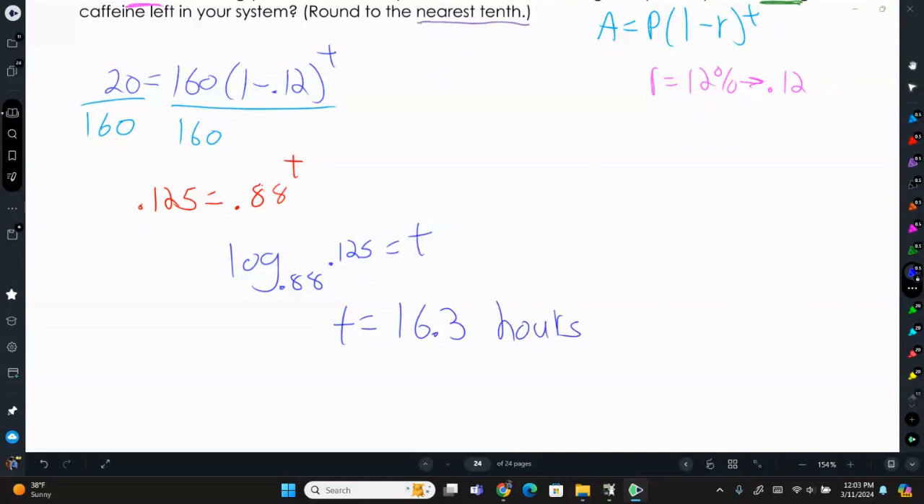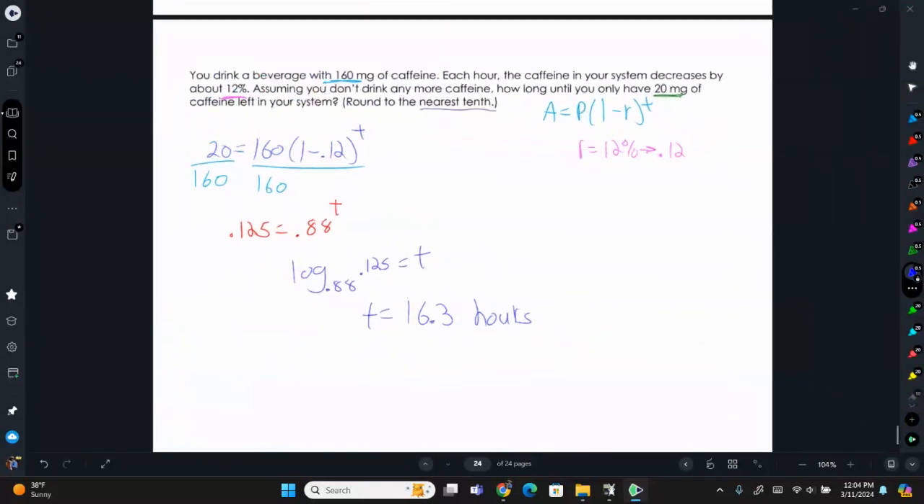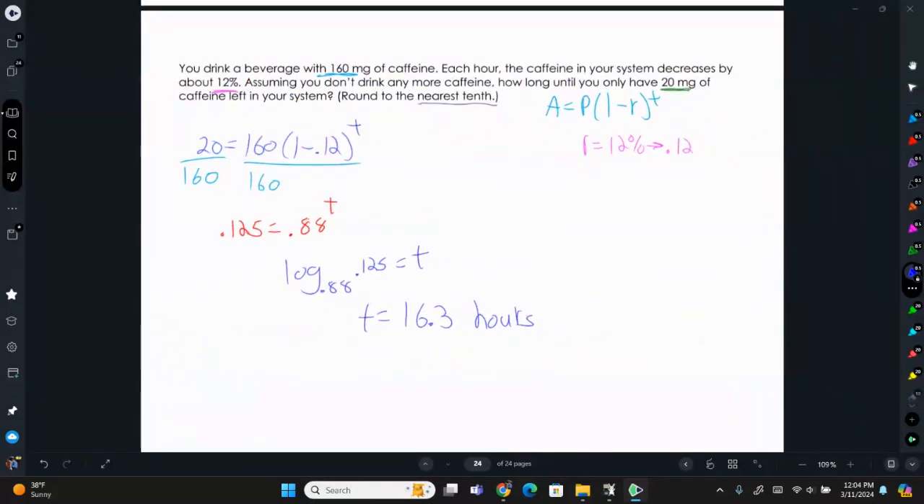Okay, so it'll take that long for the caffeine to go down to 20 milligrams. So, like I said, for these word problems, you just have to make sure you are careful in setting up your equation and then solving it using the same rules we've been using for exponential equations.